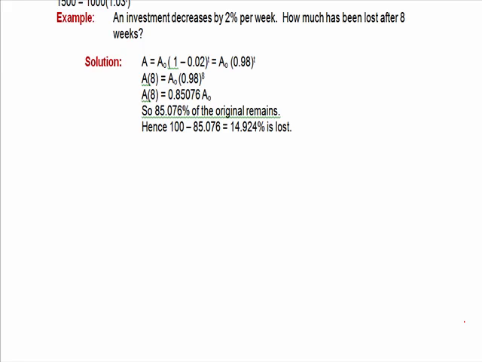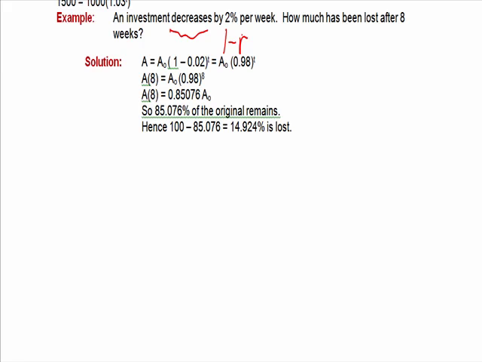Now to get my B, I notice I'm decreasing. And since I'm decreasing, I have to use 1 minus R. So I'll have 1 minus the 2%. So 1 minus 0.02 raised to the t. So the formula I'm going to use is A sub 0 multiplied by 0.98 to the t. And the A sub 0 is just this random initial amount.